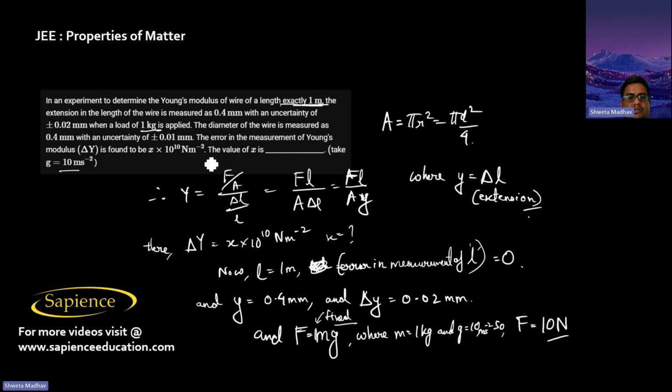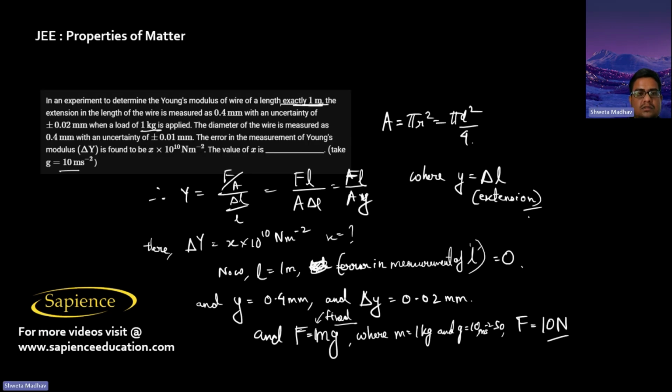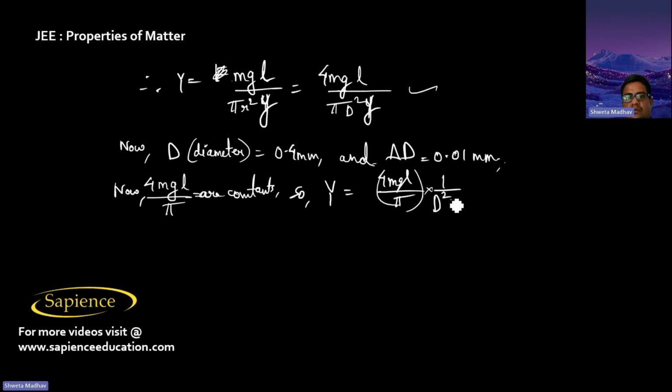Now the error in the measurement of the Young's modulus, that we have to find out. So from here we can see that 4mgL by π, these all are constants. So hence Young's modulus, I can say it is 4mgL by π into 1 by d² y.